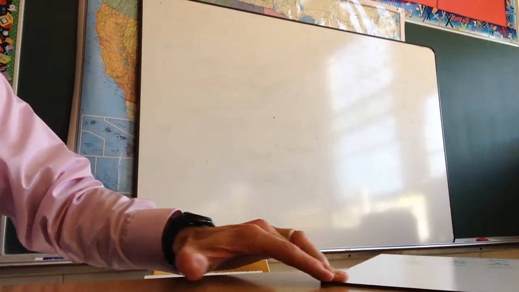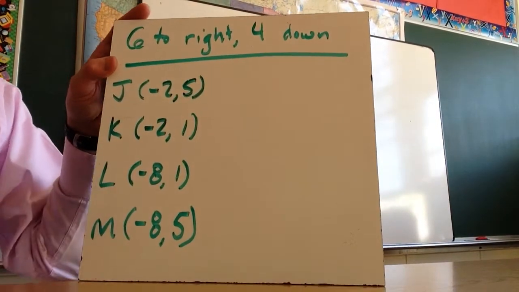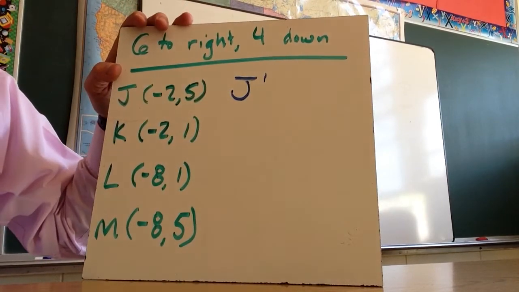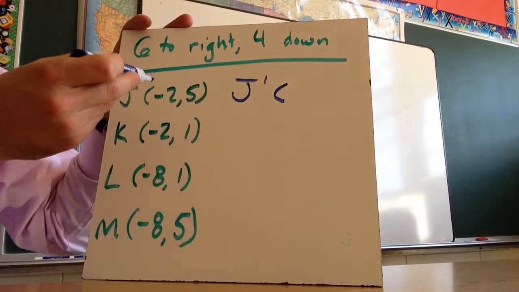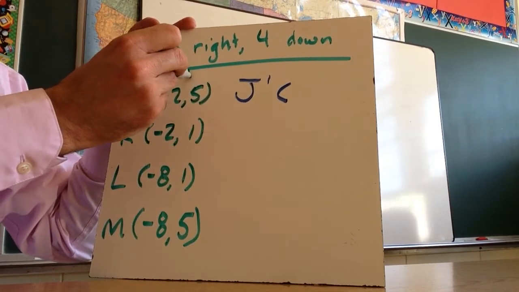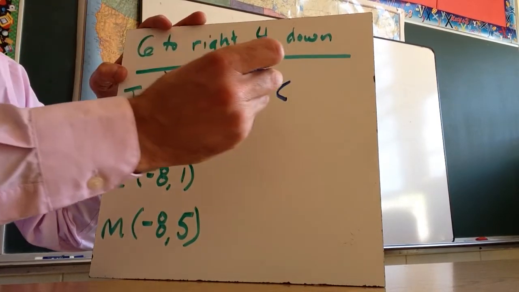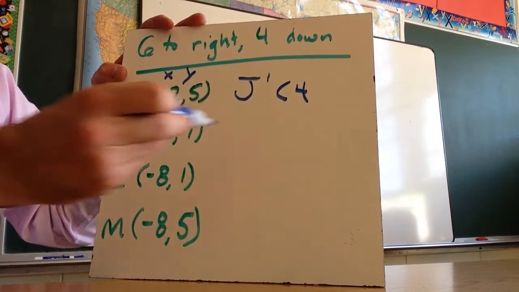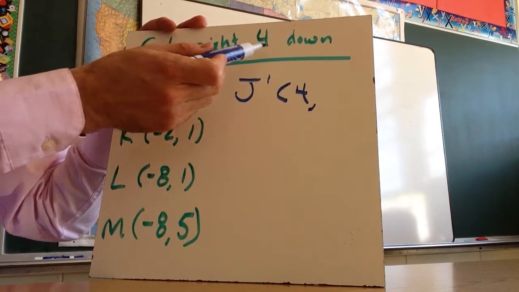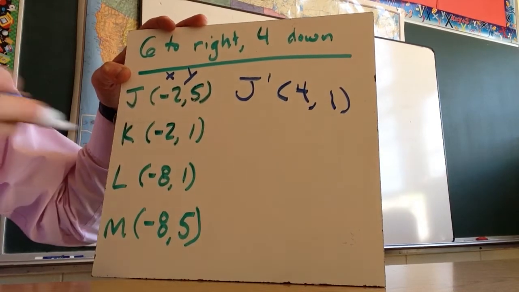So if you think about these as the coordinates of this rectangle, I want to go 6 to the right and 4 down. So my new J, which I'm going to call J prime, and I show that with J and an apostrophe, is, I'm going to add 6 to my x value. Remember, this is x and this is y. So I'm going to add 6 to x. Negative 2 plus 6, this is going to be positive 4. And then my y value is going to be this 5 minus 4. 5 minus 4 is 1. So J prime is now at 4, 1.